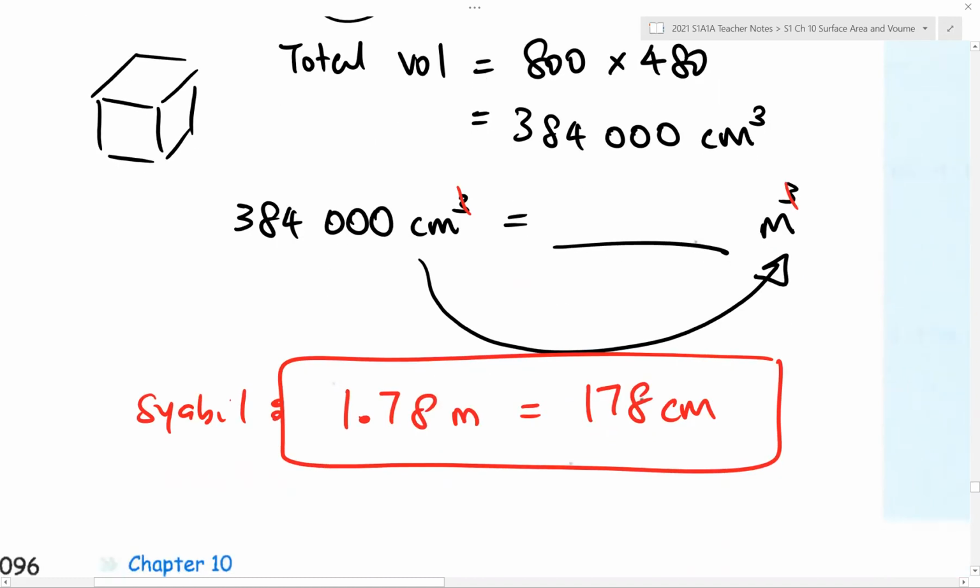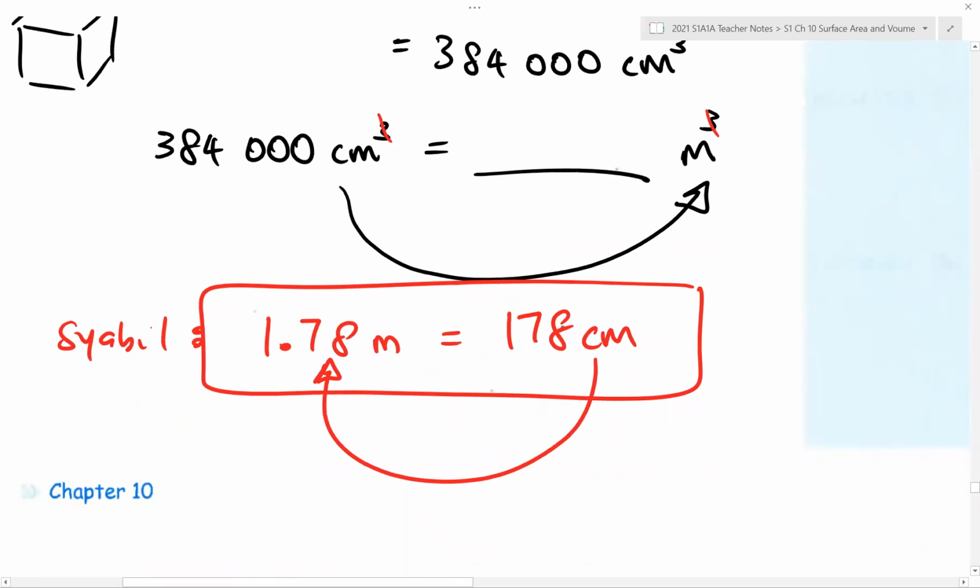So, Shabil, how do you go from cm to meter? How do you go from 178 to 1.78? What should you do? From cm to meter. 178 to become 1.78. What should we do? Multiply or divide? What goes to the red arrow? Multiply or divide? 178 to 1.78. Times, okay. Times what? Times 100.